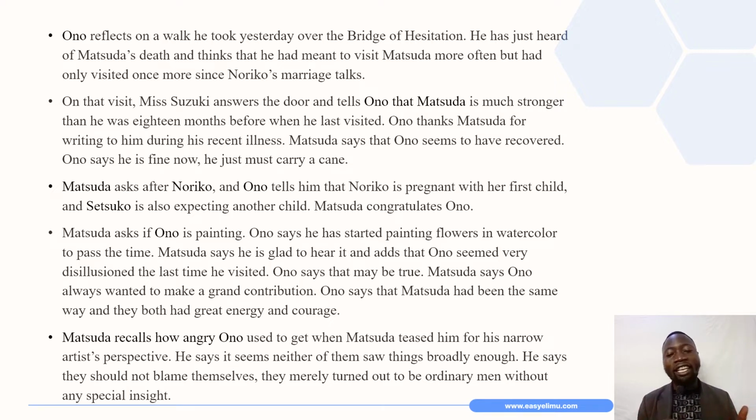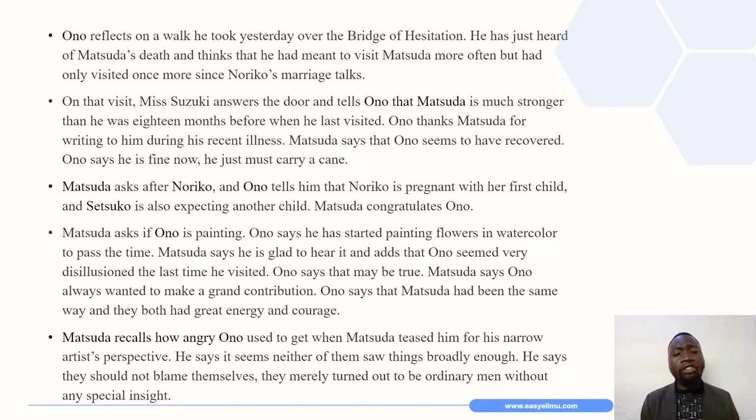And again, Masuda says he is glad to hear it and adds that Ono seemed very disillusioned the last time he visited. So Ono says that Masuda's sentiments may be true. Masuda says Ono always wanted to make a grand contribution, and Ono responds by saying that he had been the same way, and they both had great energy and courage.